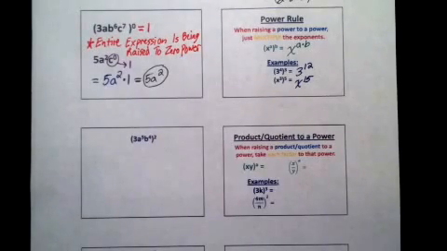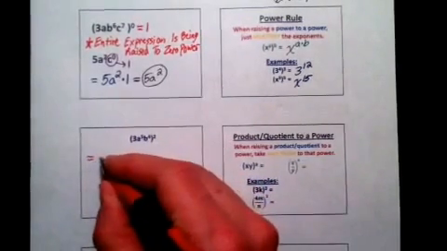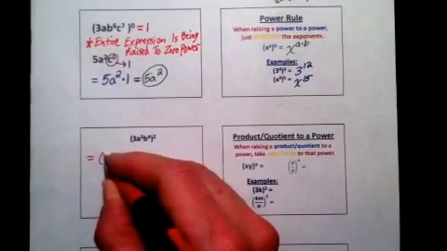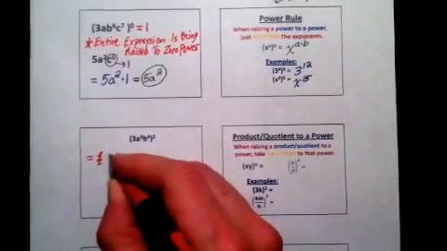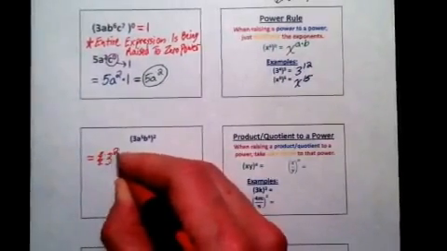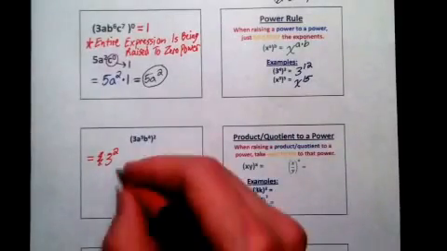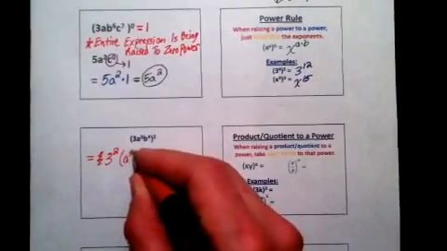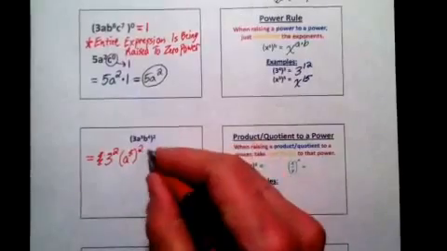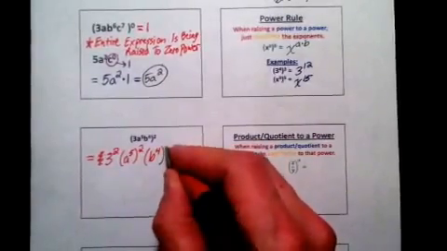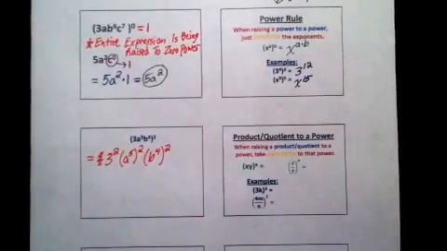So that's going to give us a 3. We don't need a parenthesis for that. A 3 we're raising to the 2nd power. An a to the 5th that we're raising to the 2nd power. And a b to the 4th that we're raising to the 2nd power.